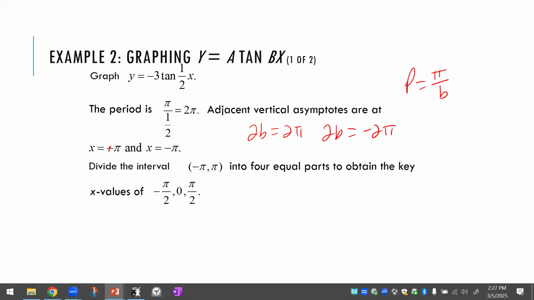Okay, then we're going to divide in half, and that's fairly easy to divide in half. Pi divided in half is pi over 2. And then its opposite is going to be -pi over 2.